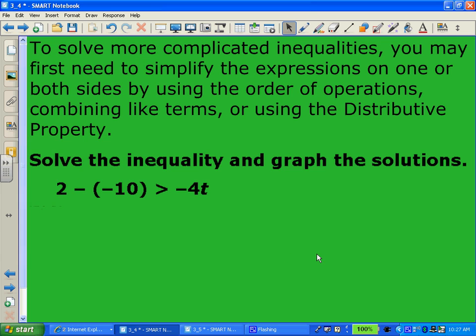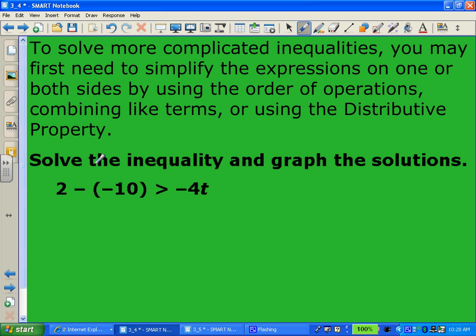Now let's move on now from 2-step to multi-step inequalities. Alright, so to solve even more complicated inequalities, you may first need to simplify the expressions on one or both sides by using the order of operations, combining like terms, or the distributive property. This is just like multi-step equations where we simplify before we solve.